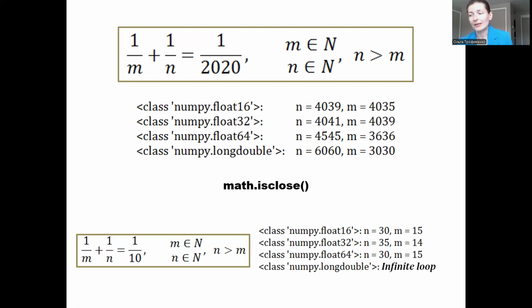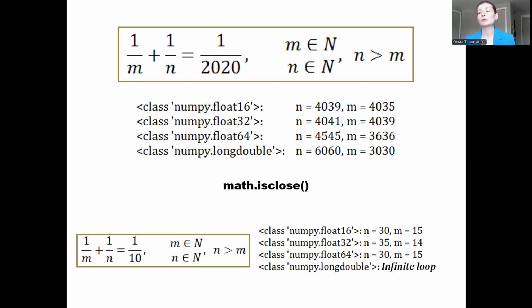It's interesting that by increasing the accuracy to 80 bits, we get the pair N is 6060 and M is 3030. But N is 6060 is greater than N is 4545. And with a greater accuracy, we get an incorrect solution for the problem.